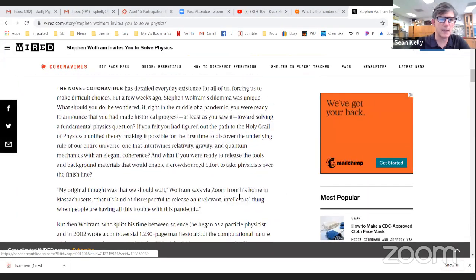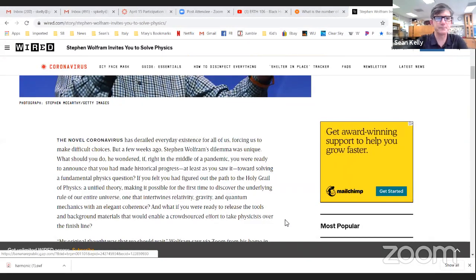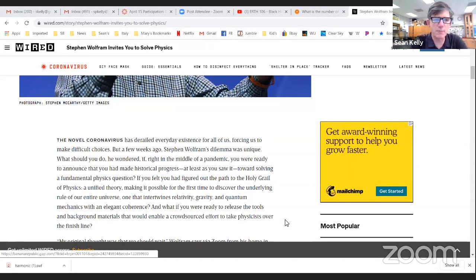So anyways, a novel, I'll read the first paragraph, right? We'll just get an introduction. The novel coronavirus has derailed everyday existence for all of us, forcing us to make difficult choices. But a few weeks ago, Stephen Wolfram's dilemma was unique. What should you do, he wondered, if, right in the middle of a pandemic, you were ready to announce that you had made historical progress, at least as you saw it, towards solving a fundamental physics question.